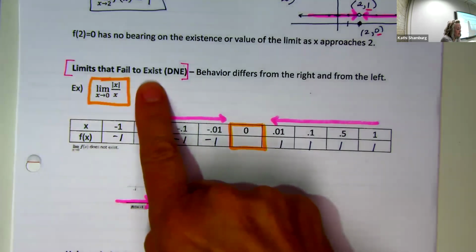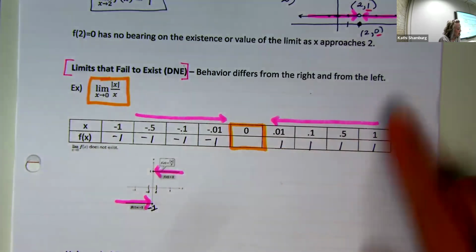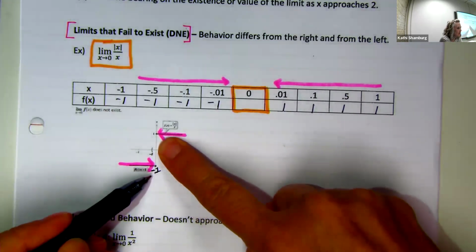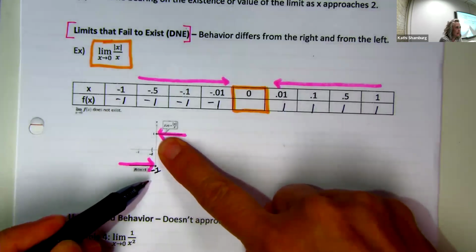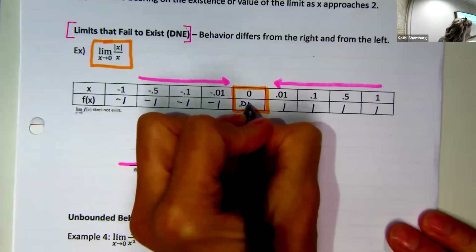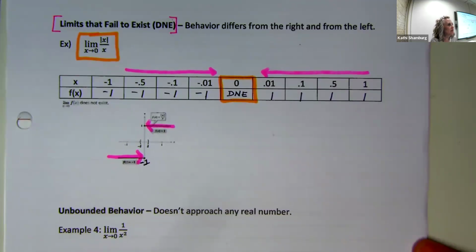So limits that fail to exist, behavior differs from the right and from the left. From the right, it's approaching positive 1. From the left, it's approaching negative 1. They are not approaching the same number. Therefore, that limit would be does not exist because they're approaching two different values.